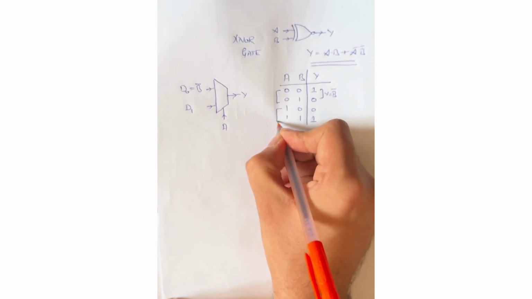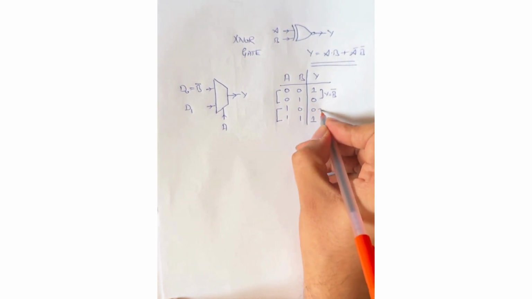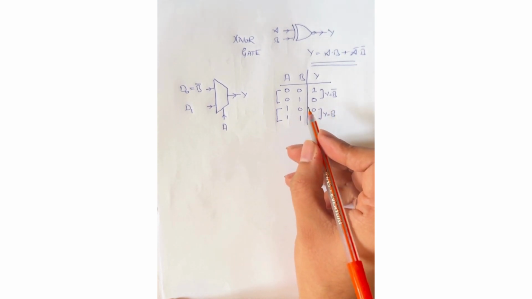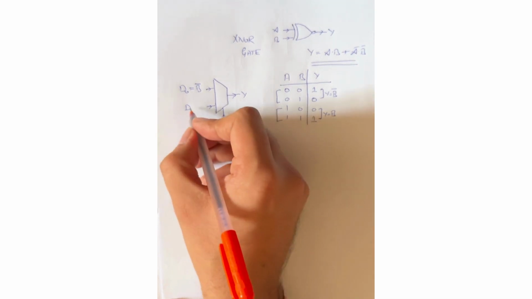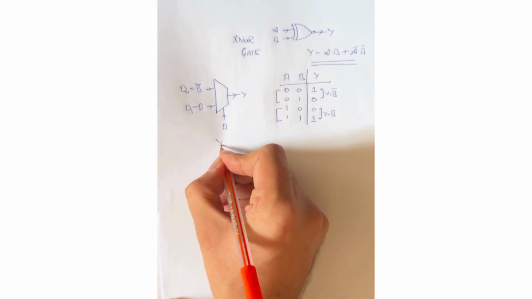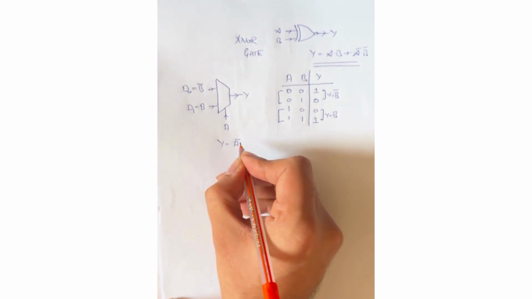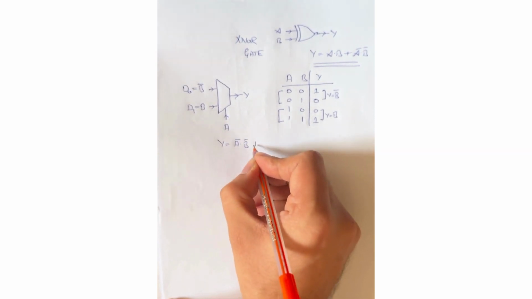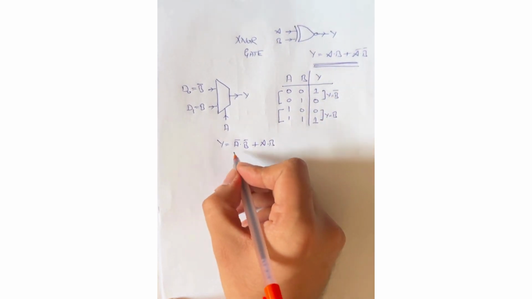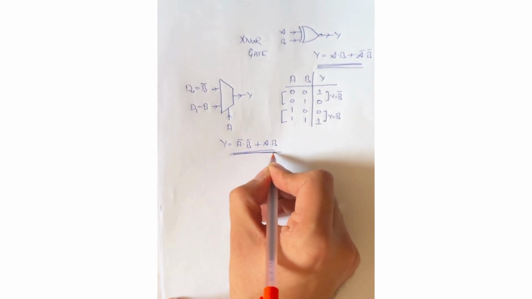Now if the value of A is 1, then the output Y is equal to B, because if B is 0, Y is 0, if B is 1, Y is 1. So we can make D1 as B. Now coming to the Boolean expression, Y equal to A bar into B bar plus A into B, which is the Boolean expression of an XNOR gate.